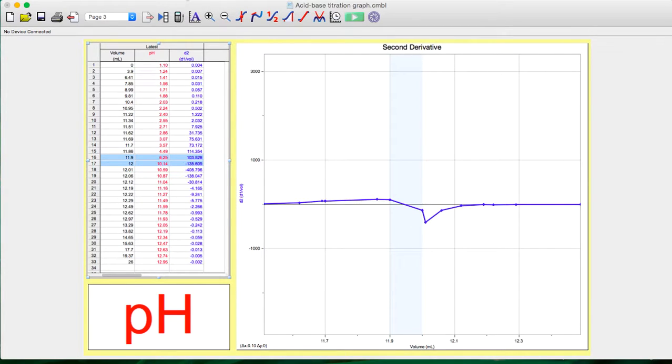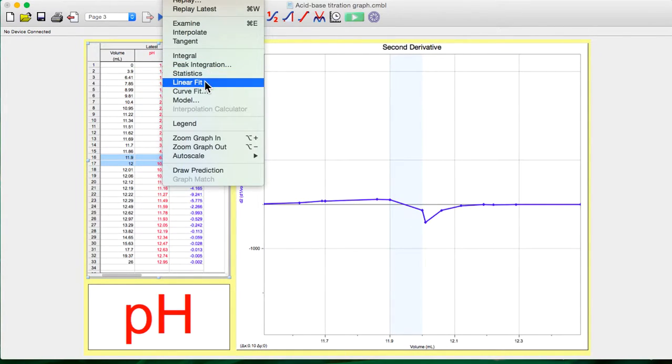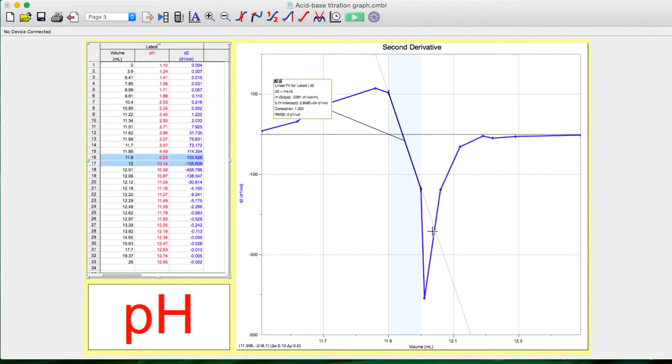And what I'm going to do is go to Analyze and Linear Fit. Okay, and you'll see it's actually fixed it for me here. And what I've done is I've found the line between those 2 points. And this is the equation of that line. Okay, and it's got a perfect correlation because it's only 2 points.